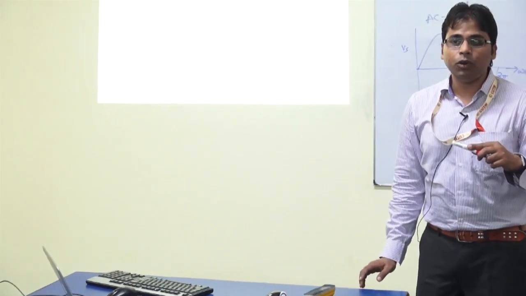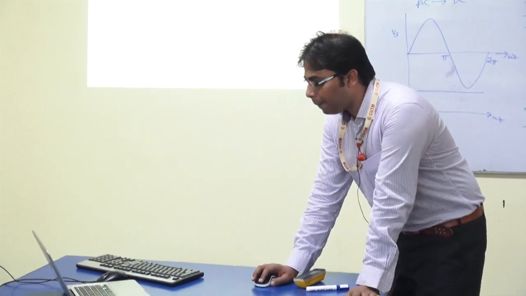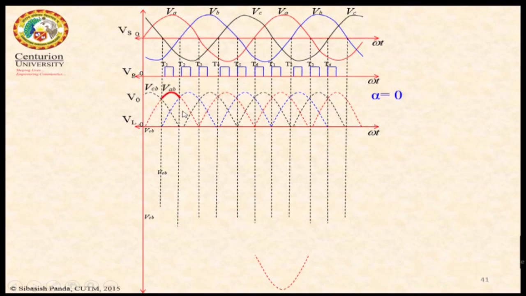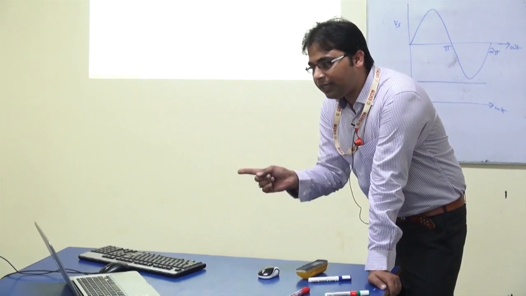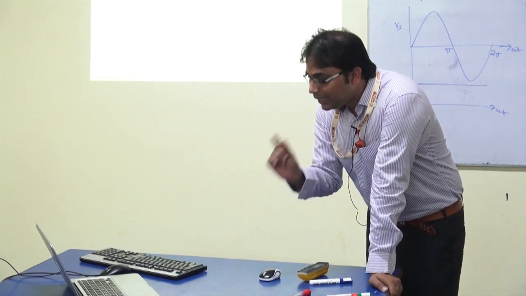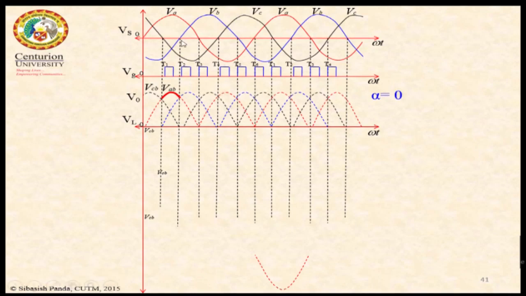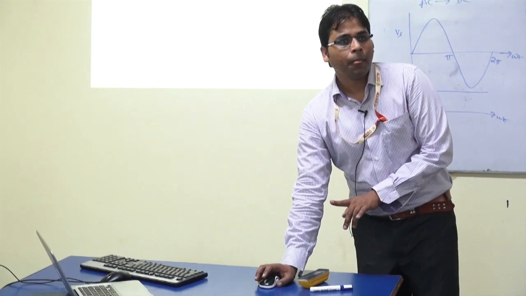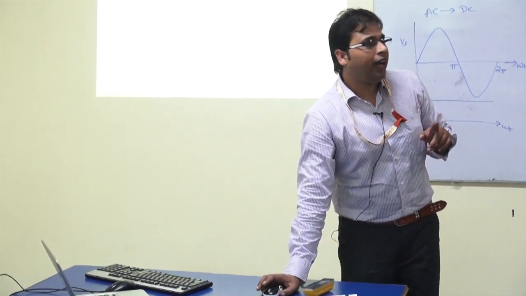So let us draw for alpha equal to 0, meaning there is no delay. First, which two have we taken? 6 and 1. During 6 and 1, it will follow VAB. Now this is my VAB. The gate pulse is given at this instant and it will start conducting from here. Up to how many degrees will one pair continue its conduction? 60 degrees. So it will start its conduction from here to here and end its conduction here. Is it clear? Yes, sir. So for next, what is the next pair after 6 and 1?